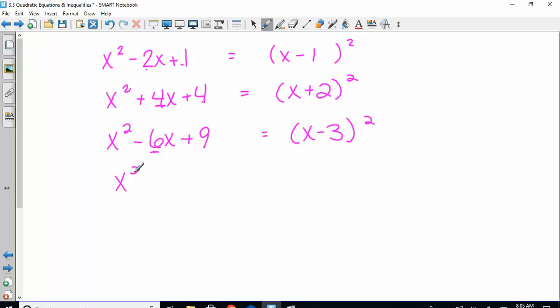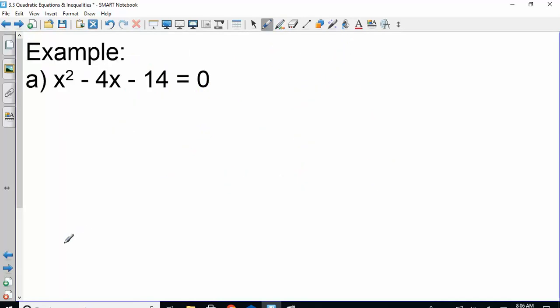If I said x squared plus 8x, what would this number have to be? 16. And that would be x plus 4 squared. So we have to figure out what this number is to make a perfect square so that we can then factor it and solve. Okay, so here is our first problem.